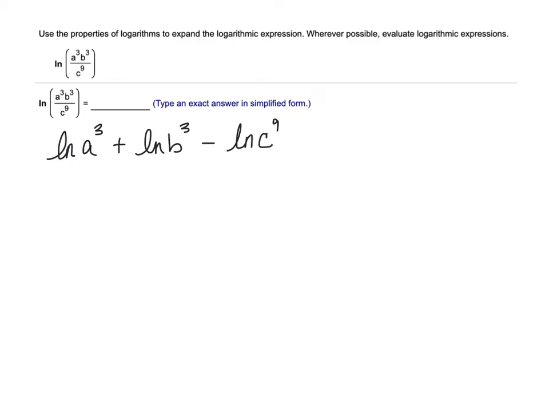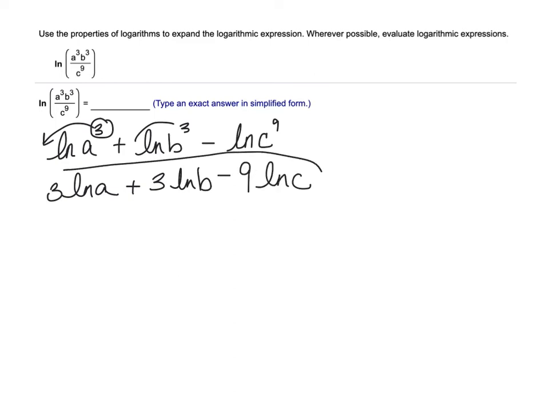And then finally, if you have the log of a to a power, they want you to take these powers and bring them down in front. So that would be 3 natural log of a. Put that one down. That would be 3 of b minus 9 natural log of c. This is all they're asking. They simply just want you to expand things.